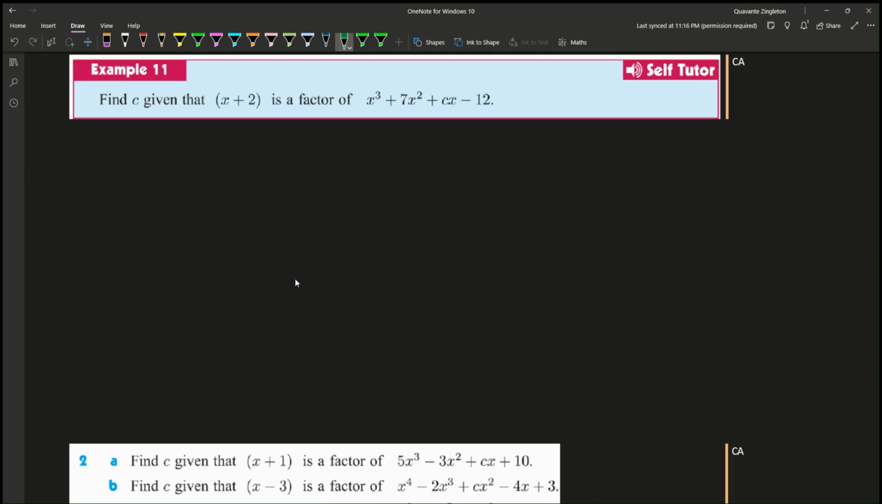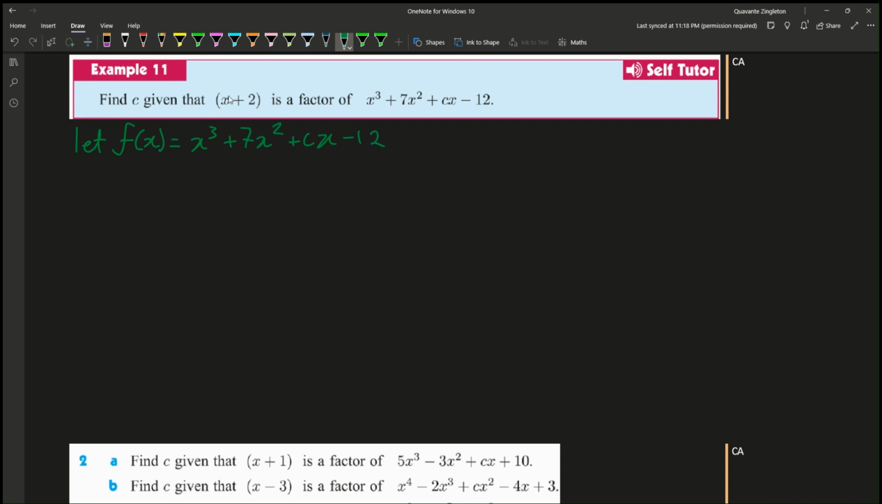So this is the factor theorem. Using the factor theorem, we're going to find the value of the unknown variable c in this polynomial. Let's look at what's given. We're given that this is a definite factor of this polynomial or function. First we begin by defining this function. So let f of x equal x cubed plus 7x squared plus cx minus 12.